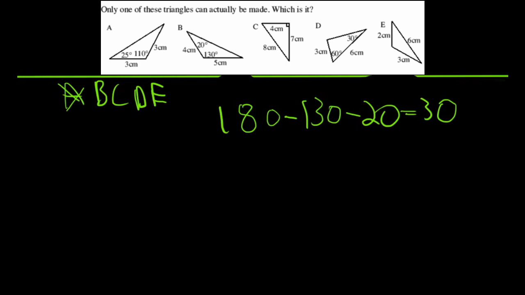However, this is impossible because the bigger an angle, the bigger the side opposite it is. So the side opposite the 30-degree angle should be bigger than the side opposite the 20-degree angle, and therefore B cannot be made.